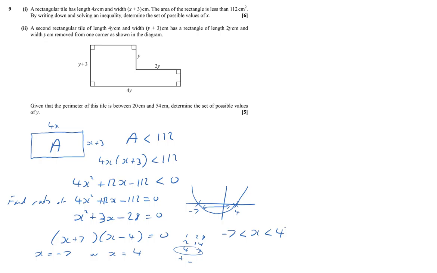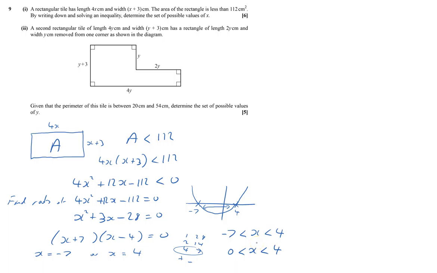But now we need to think about our rectangle. We've got 4x there. We can't get a negative. If I had minus 7, that'd be crazy because that means my length would be minus 28. So the 4x cannot be negative. And therefore, naught is less than x, which is less than 4. And that will be the answer for the first part.